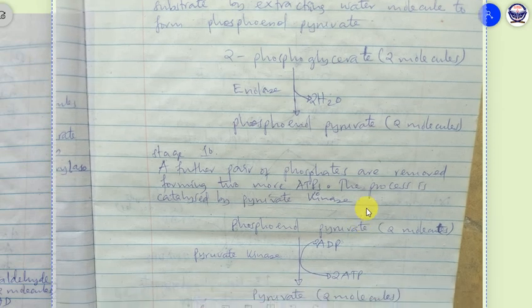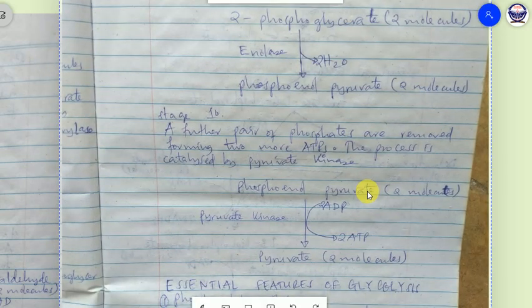Again from there, the last step of glycolysis involves the formation of ATP again. A further pair of phosphates are removed, forming two more ATPs. The process is catalyzed by pyruvate kinase. As I told you, that kinase is the enzyme which is involved in the process of phosphorylation.